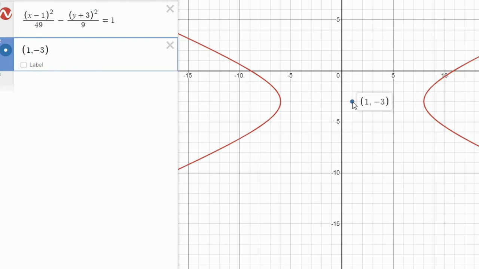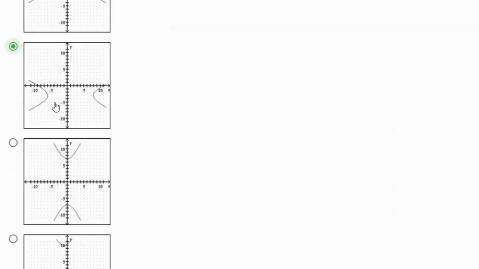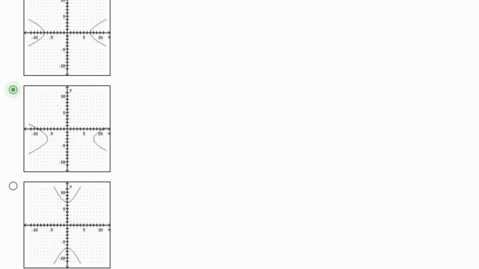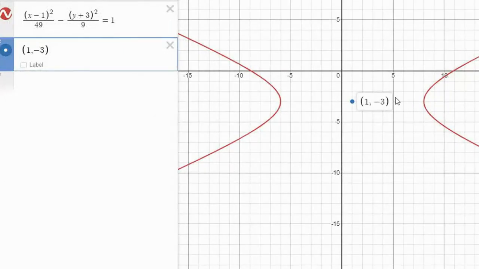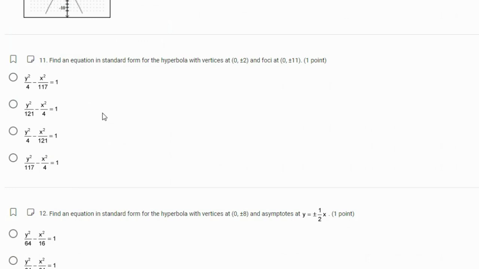There is the center between the two vertices, and that is the one that we chose. It's right down here. So it is a horizontal hyperbola. So that wasn't too hard. Find the equation in standard form for a hyperbola that has these vertices and foci.